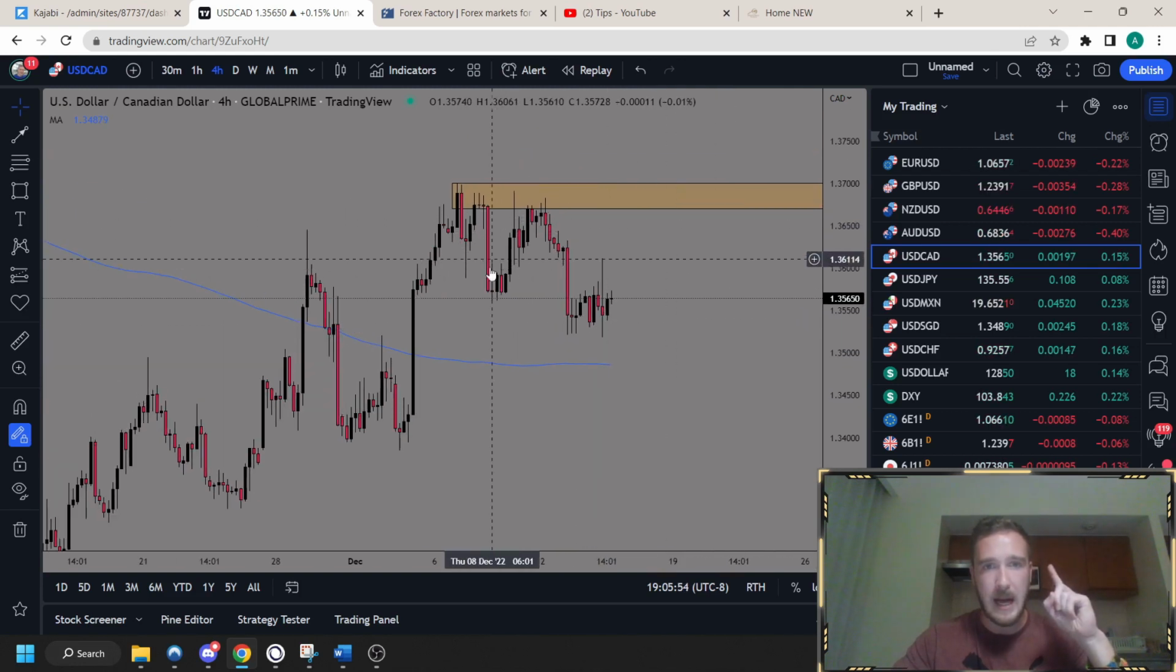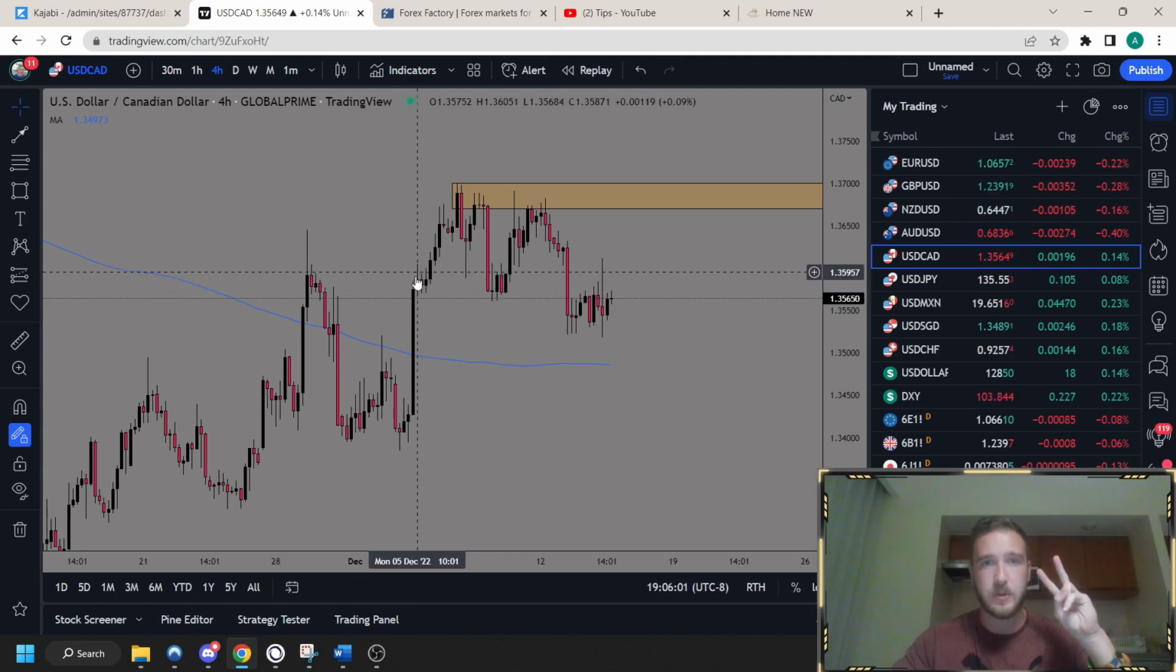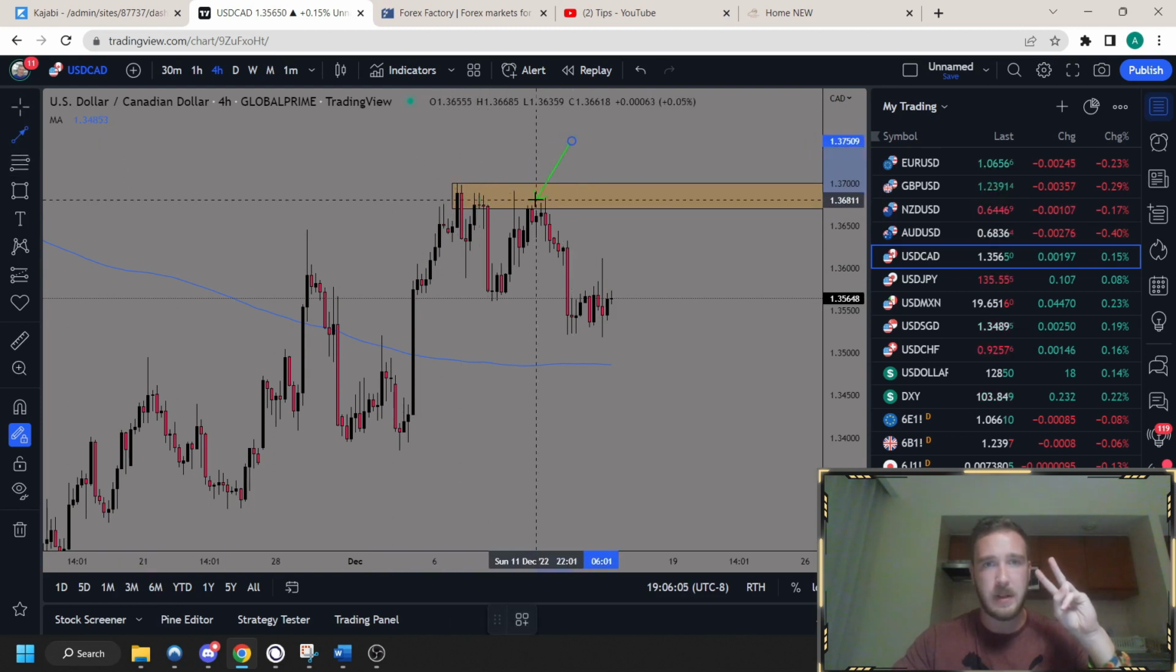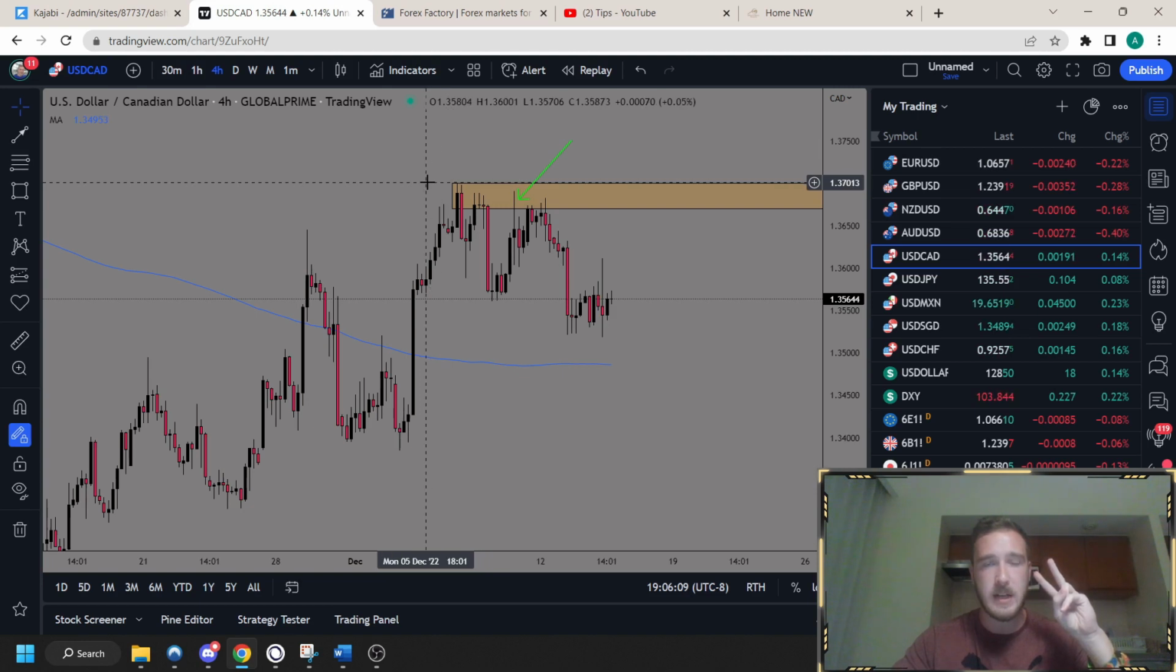Number 1, big imbalance to the downside. Number 2, remove demand. So it's a tradable supply zone, right? Tradable supply. Price coming back up into this 4-hour supply over here, right? Do you want to be looking for selling opportunities on smaller time frames?